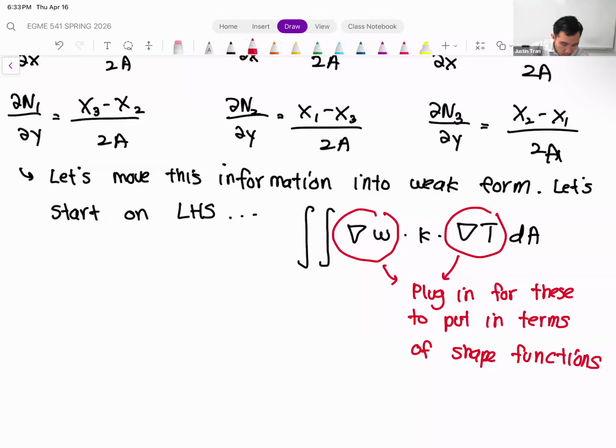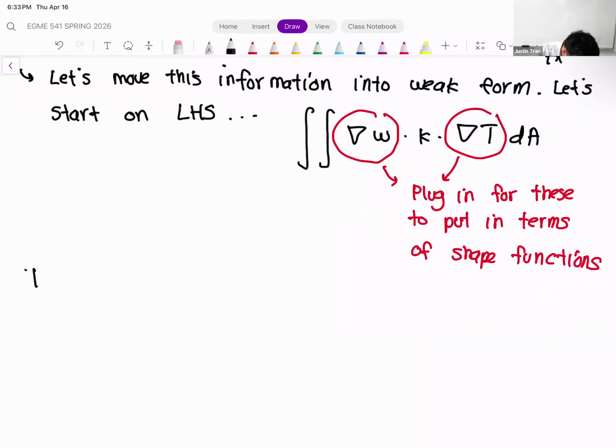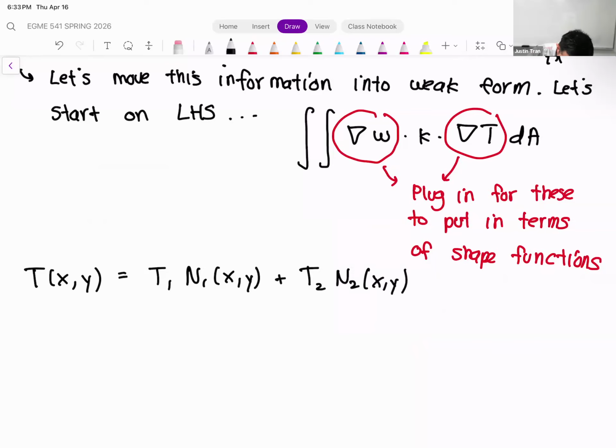Okay, so let's compute our gradients then, just because we know that we need them, right? So we have our T function. Okay, so T of x and y is equal to T1 N1 of x and y plus T2 N2 of x and y plus T3 N3 of x and y.